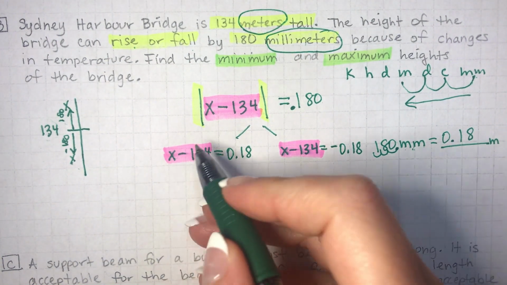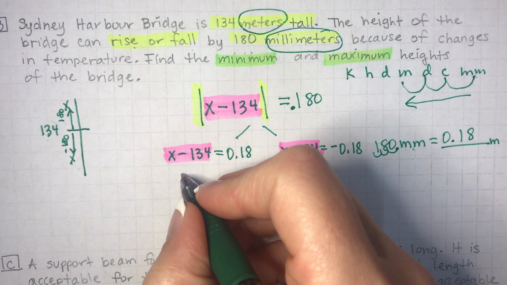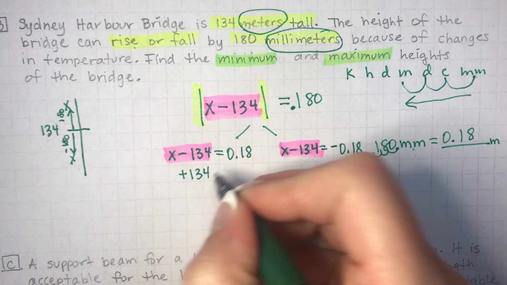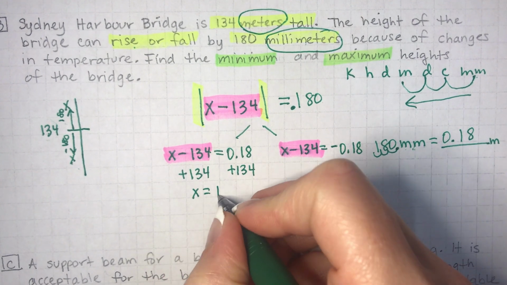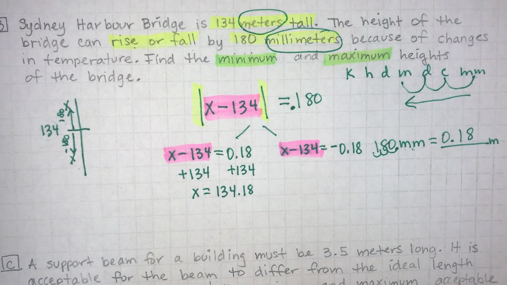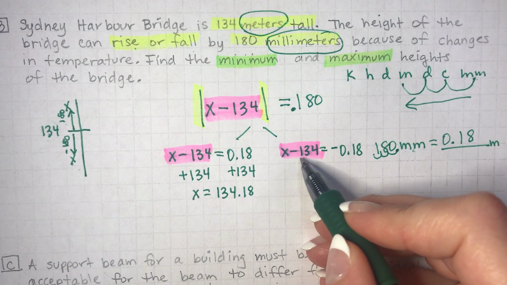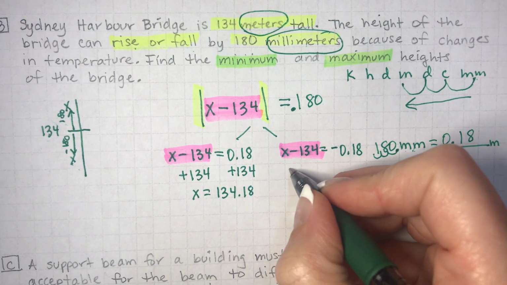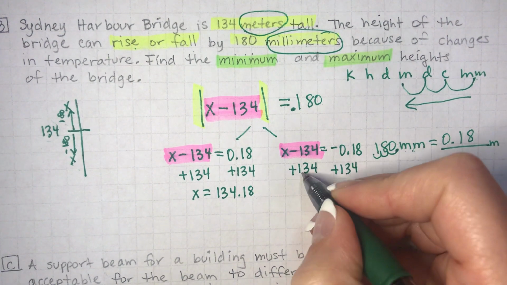So we got to get x. We're going to get x by itself. Right now it's being subtracted by 134, so we're going to do the inverse operation, which would be addition to both sides. We end up with x equals 134.18, okay? Then we're going to do the same thing over here. We want to figure out what x is. So we're going to do the inverse operation of subtraction, which is addition. And then this cancels out.